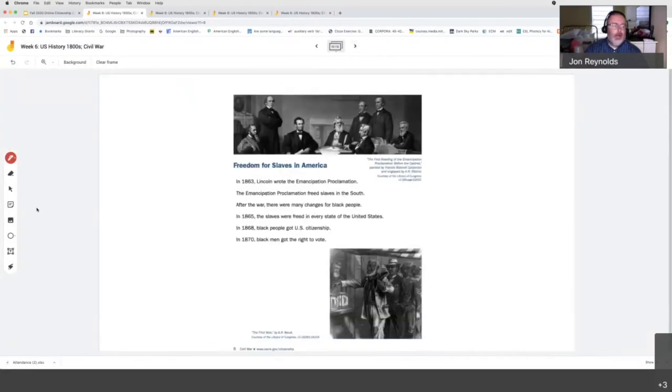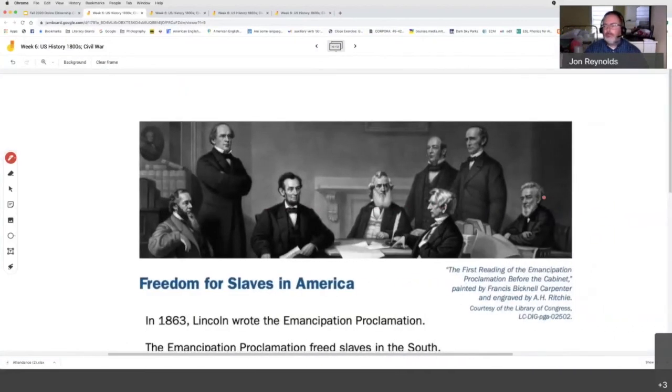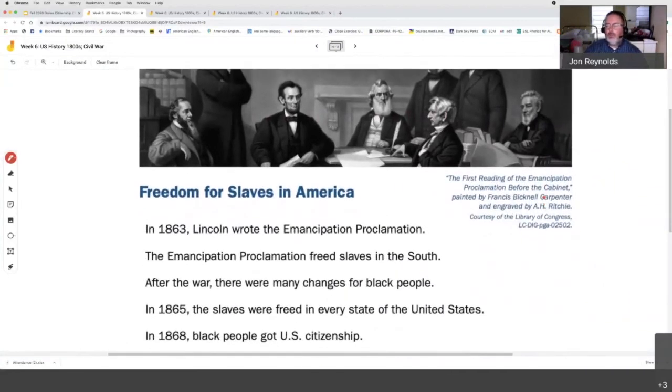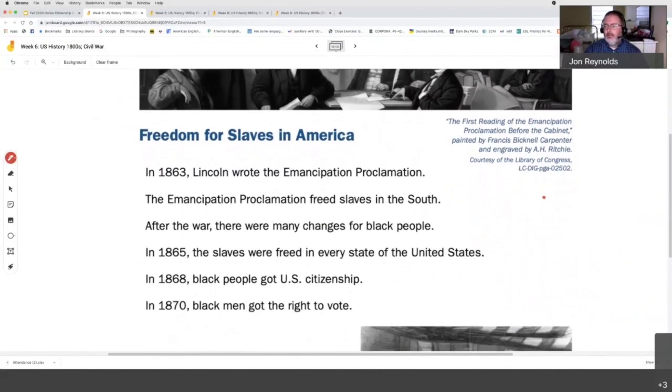Okay, Saba, would you like to read this part for us? So now, during the war, one of the issues was what to do with slaves when the war was finished. So let's learn a little bit about this freedom for slaves. So Saba, would you read this part for us?